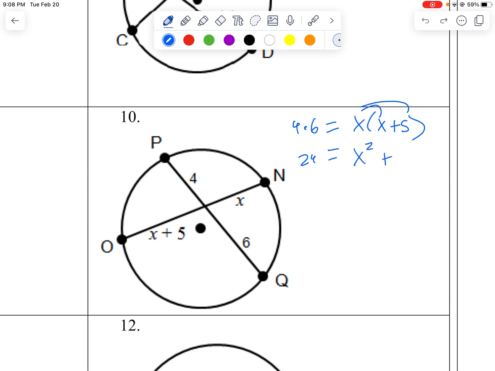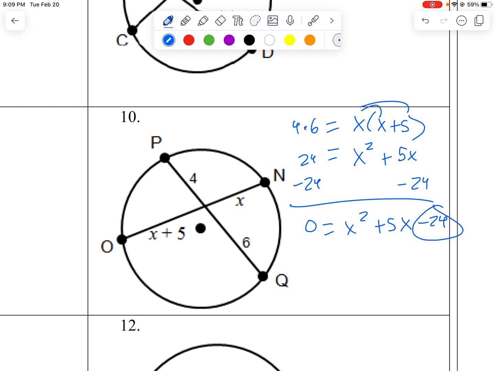Hey, x squared, that makes this a quadratic. If only we knew methods for solving quadratics. I don't know, maybe equal 0 and then see if it's factorable. Don't forget factoring, it's kind of really important. And so here we are. We have a quadratic. We're going to solve it.